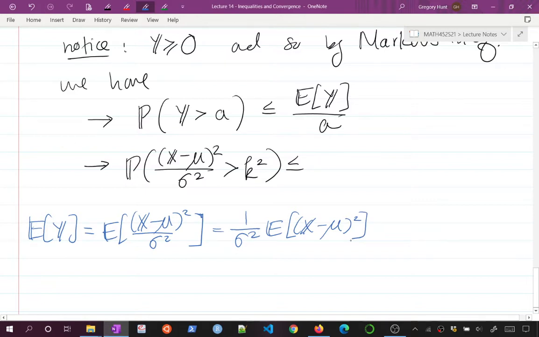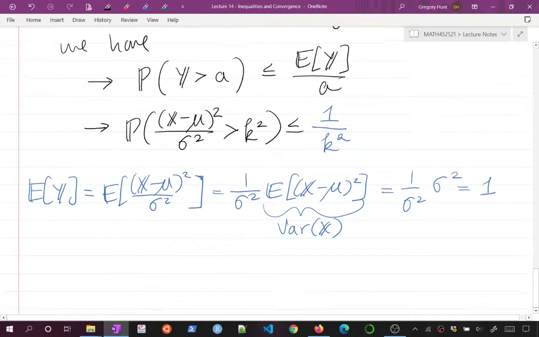And you may have forgotten, but we have a name for this. What is the expected value of x minus its mean squared? We call that the variance of x. That's just textbook, the definition of what the variance of x is. And of course we know that the variance of x is sigma squared. So we get 1 over sigma squared times sigma squared, or 1. So our expected value of y here is 1, and of course a is k squared.